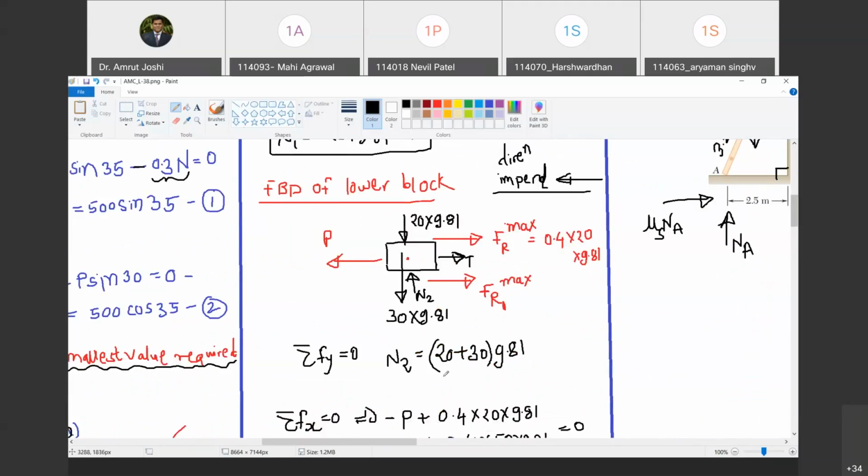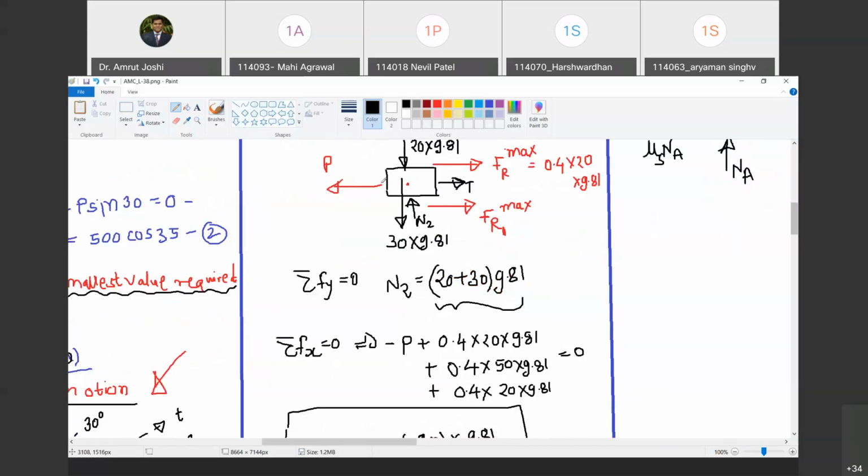That gives me the value of N2. Because in Fy direction, there are only two forces. N2, 20 and 30. So N2 minus 20 into 9.81 minus 30 into 9.81 must be 0. That means N2 must be equal to 20 plus 30 into 9.81. Happy? Yes, sir. Okay. Now apply summation Fx equal to 0.